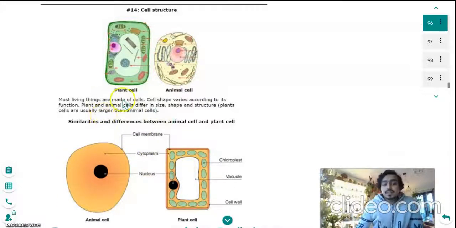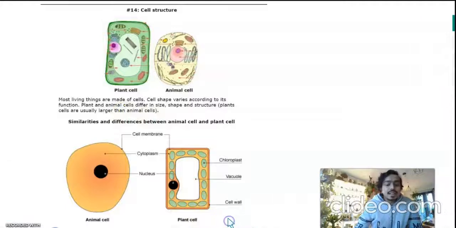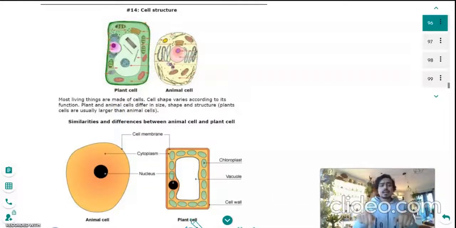Most of the living things are made up of cells. Cells' shape varies according to its function. Plant and animal cells differ in size, shape, and structure. Plant cells are usually larger than animal cells. So you can see that here the plant cell has quite a regular structure, a fixed structure, as you can say, but the animal cells do not have a fixed shape.